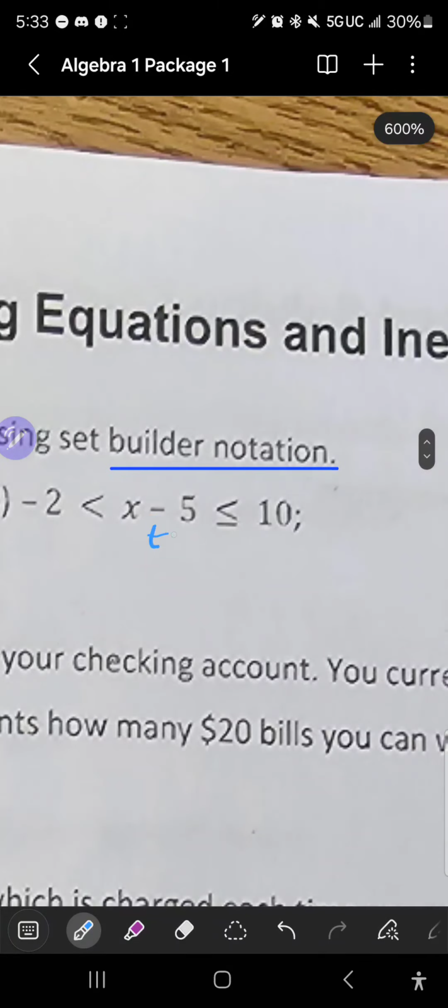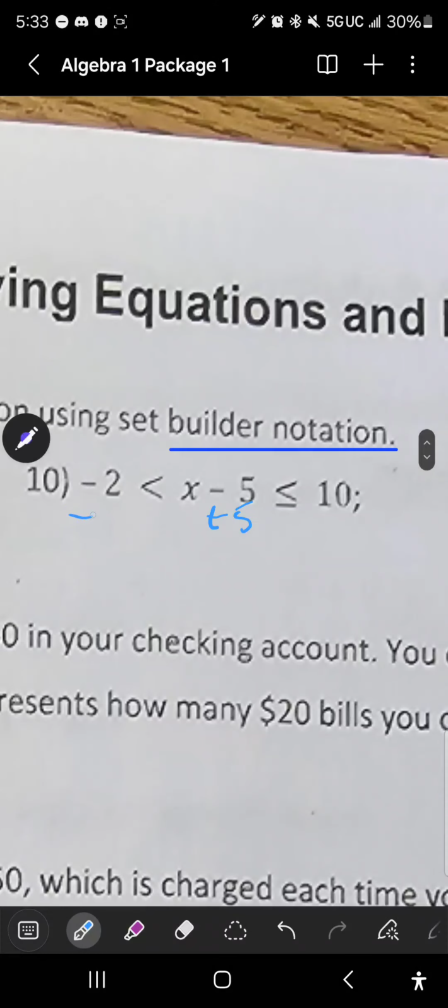Now we are going to do the same for number 10, where you are going to add 5 to each side. This cancels and we get 3. Why 3? Because we have -2 plus 5. 5 is the greater number and it is positive, so our result needs to be positive. And when we subtract 5 minus 2, we get 3. Less than x, less than or equal to 15, since 10 plus 5 is 15.